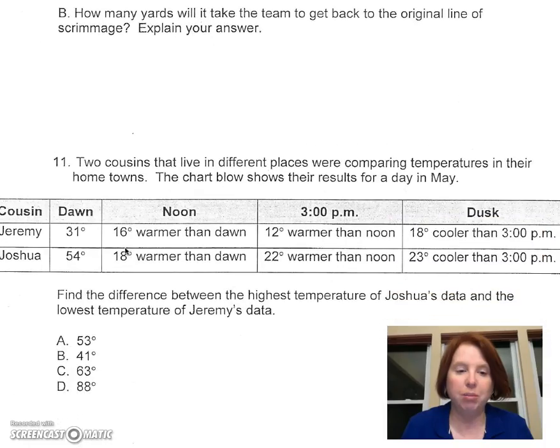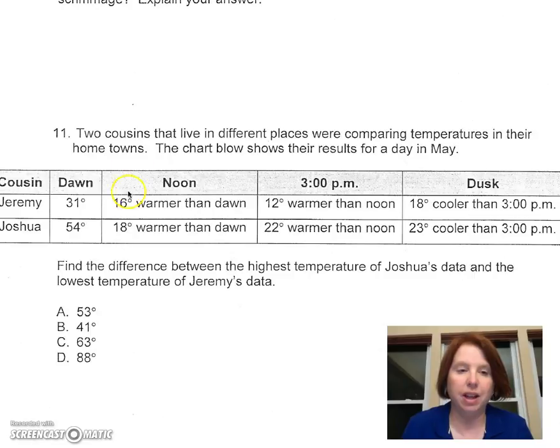Okay, looking at number 11. Two cousins that live in different places were comparing temperatures in their hometowns. The chart below shows their results for a day in May. We have cousins in the first column, dawn in the second column, noon in the third column, 3 o'clock p.m. in the fourth column, and dusk in the fifth column.